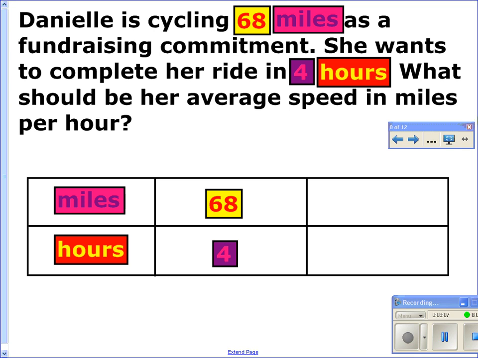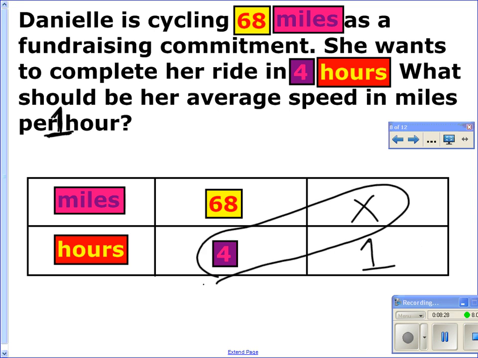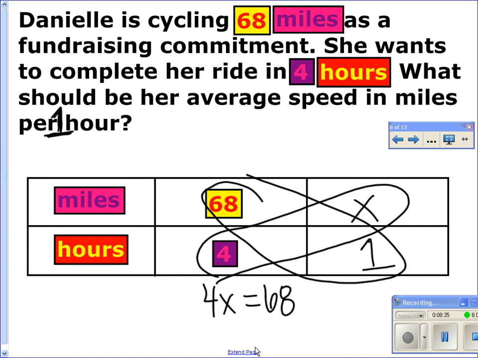Now this is the only thing that changes. It says what should be her average speed in miles per hour. Imagine that there's a 1 right there. So per 1 hour. So the 1 is attached to hour, which goes here. And we're looking for how many miles, which is the variable. And it's going to be the same thing. We're going to cross multiply. 4 times x is 4x equals 68 times 1 is 68.